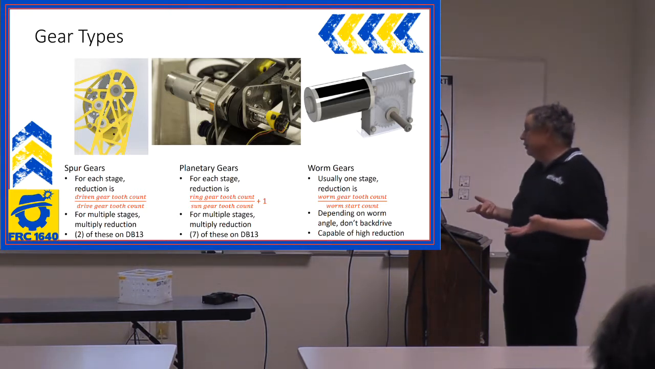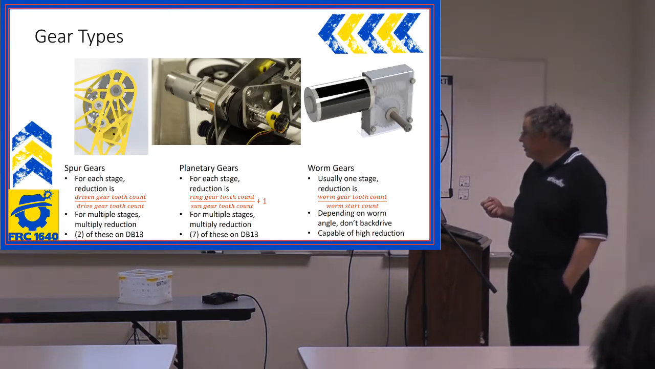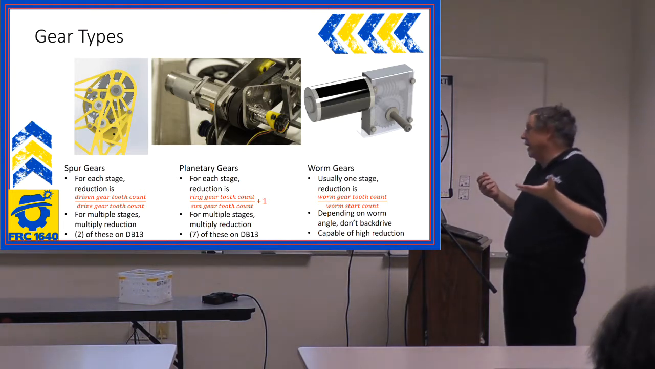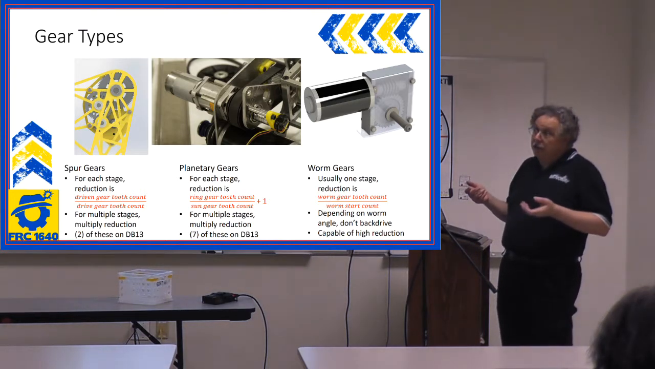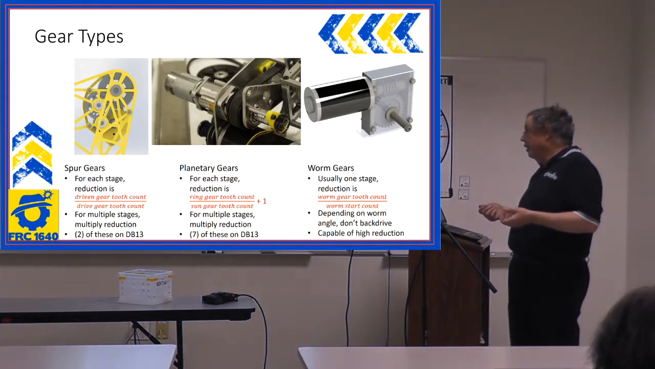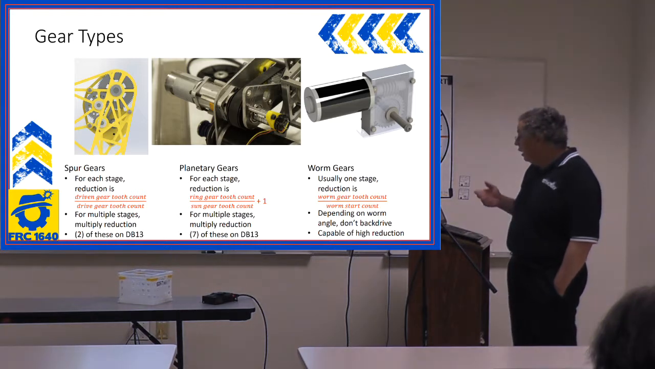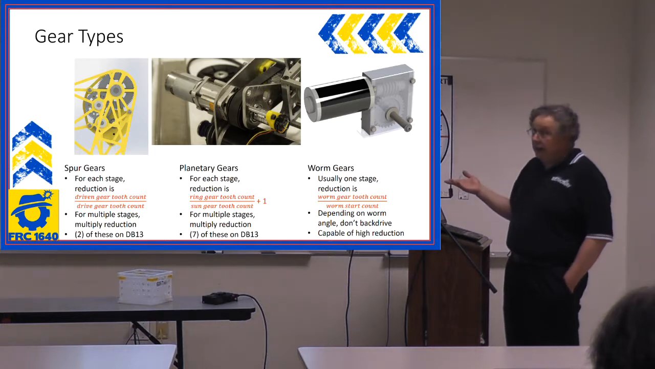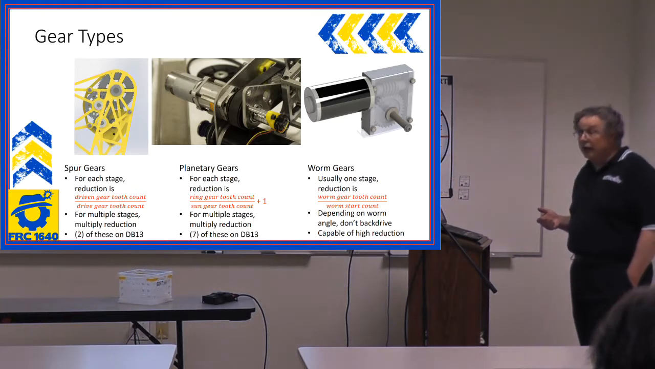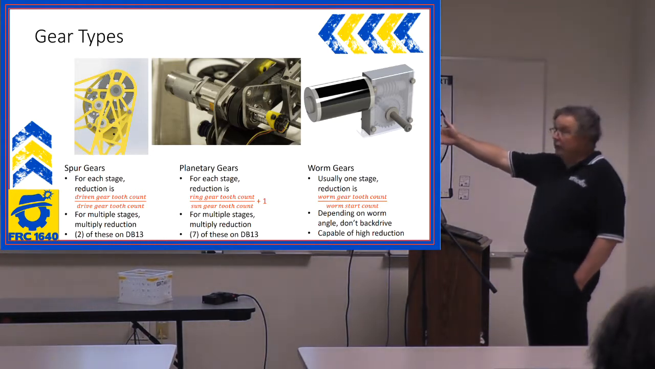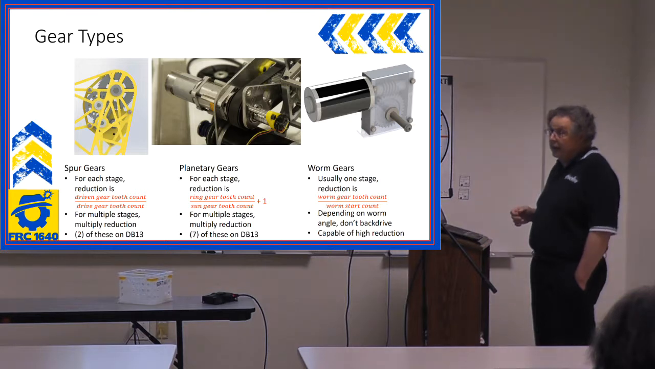The reduction is the ring gear tooth count, those teeth on the inside of that tube, divided by the sun gear tooth count, and then you add 1. And again, for multiple stages, you multiply the reduction. We actually have 7 of these on Dubot 13. So we use that a lot. We have 2 spur gear systems and 7 planetary systems.